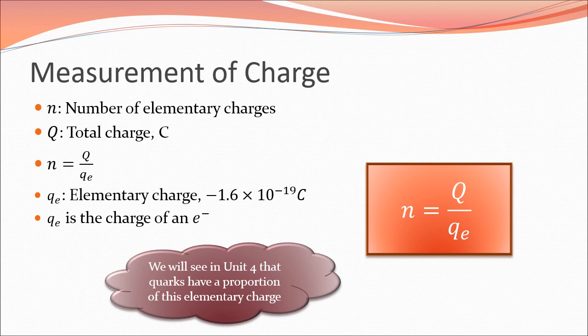So to measure the amount of charge, we can look at the number of elementary charges or the number of electrons which are transferred from one object to another, or the number of electrons excess or deficient that an object might be. So the number of elementary charges equals the total charge, capital Q, divided by the charge on one electron. So if I had a charge of 3 coulombs, I could work out how many electrons that 3 coulomb charge represents.